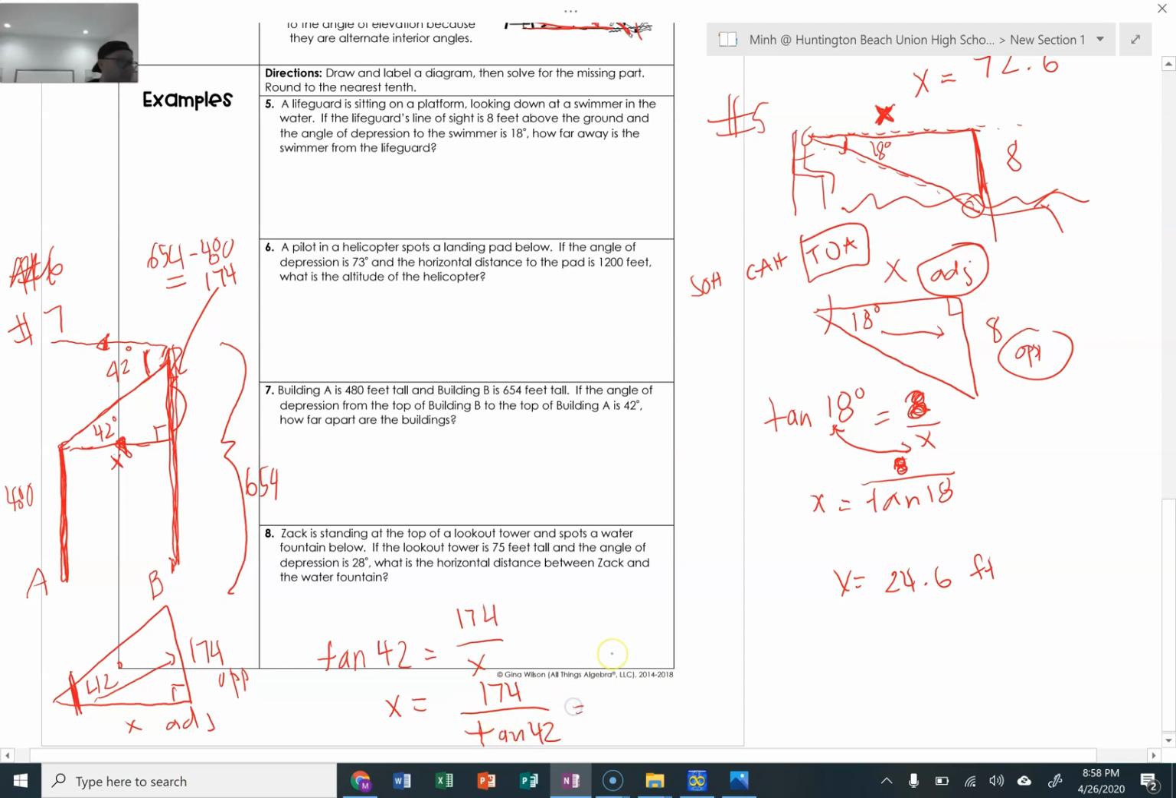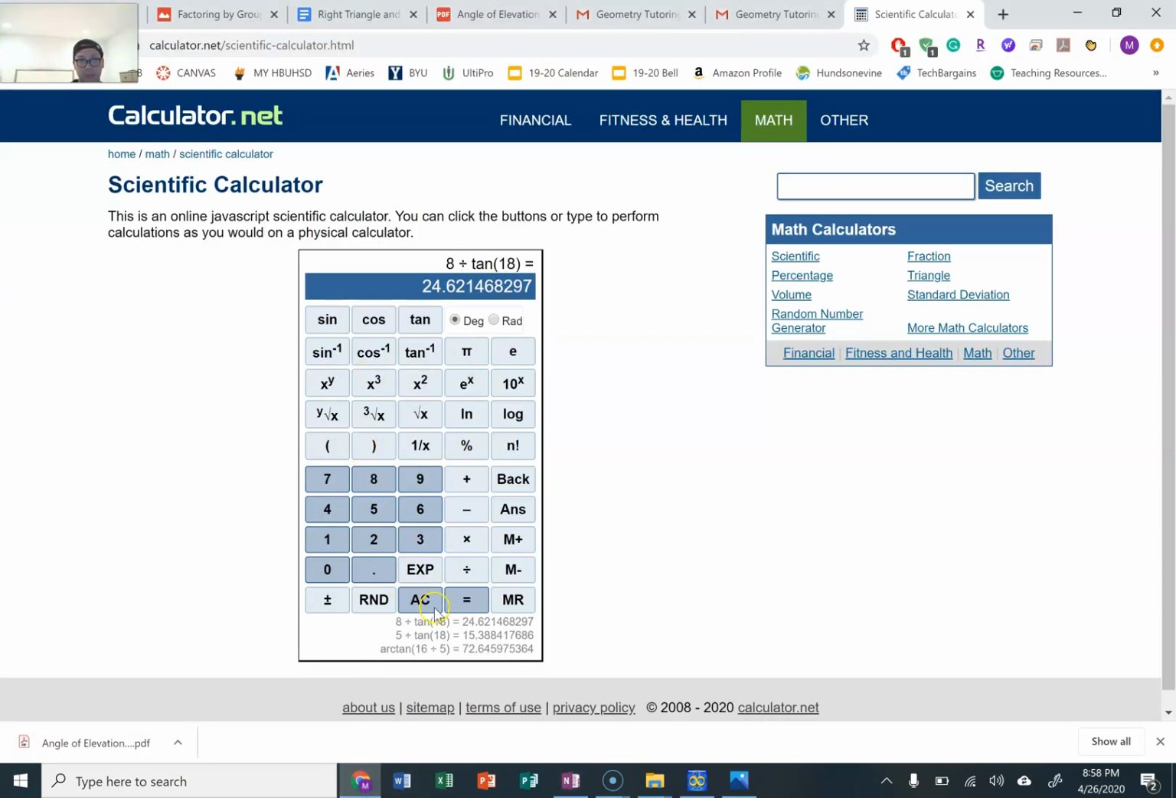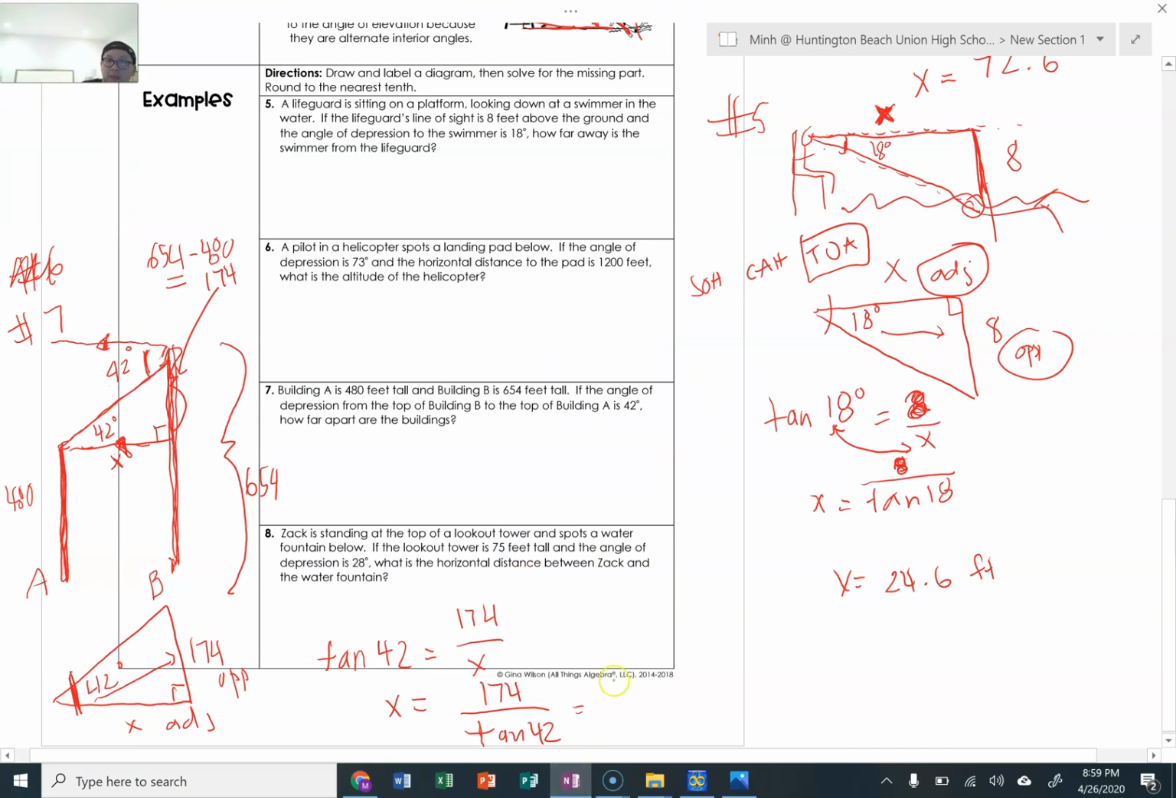And so when you put that into the calculator, let's go back to our scientific calculator. That's going to be 174 divided by tangent 42. Press enter. So 1 decimal place, 193.2. So going back to this problem, it's going to be 193.2 feet is the distance between building A and building B.